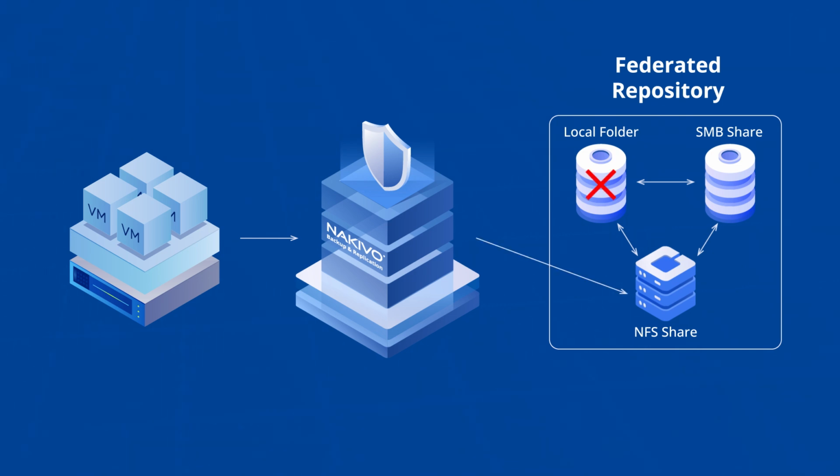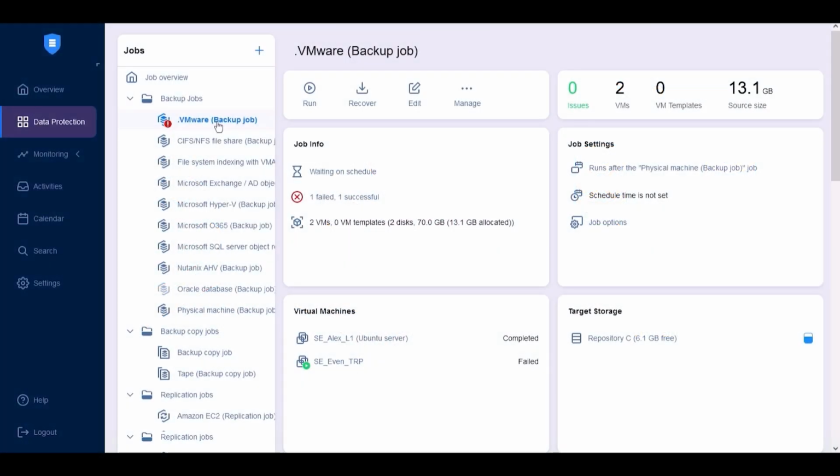Unlike with regular single backup repositories, if one member repository becomes unavailable due to space limitations or other issues, a backup job will not be interrupted. The solution automatically redirects backups to another member repository. Let's now look at a practical application of this functionality.